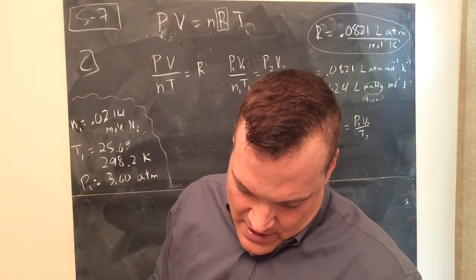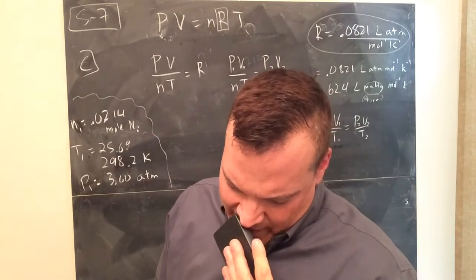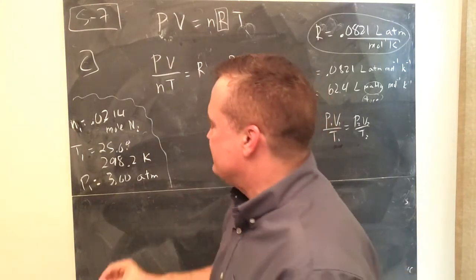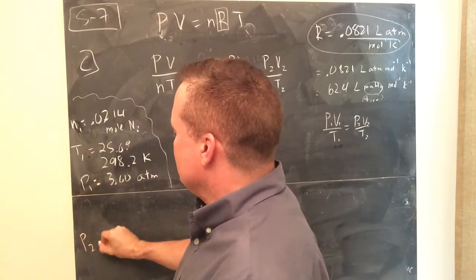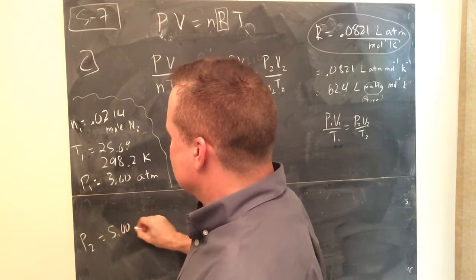Okay. Now more gas is added, and the pressure goes to 5 atmospheres. So that means the new pressure, P2, equals 5 atmospheres.